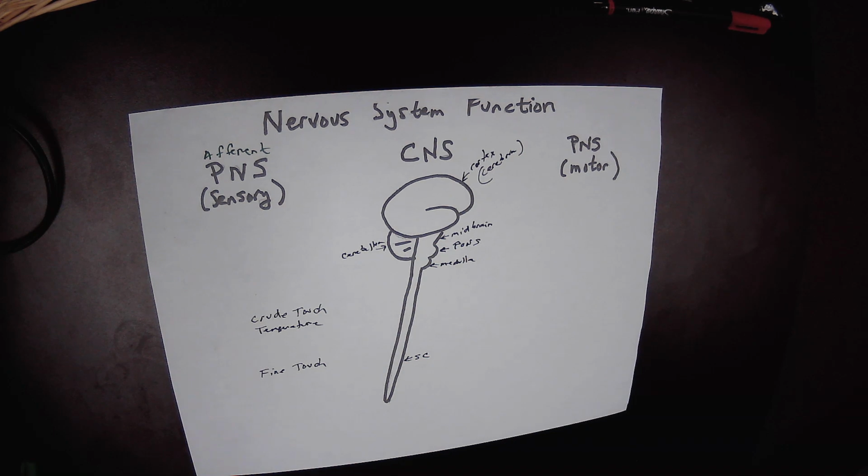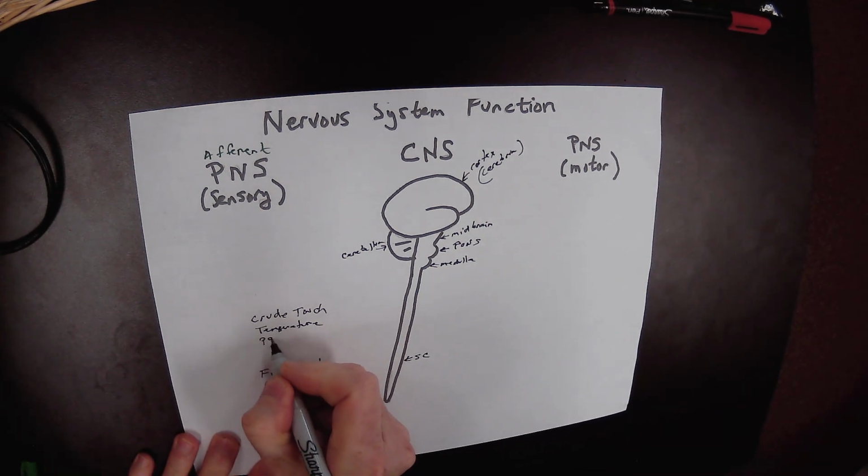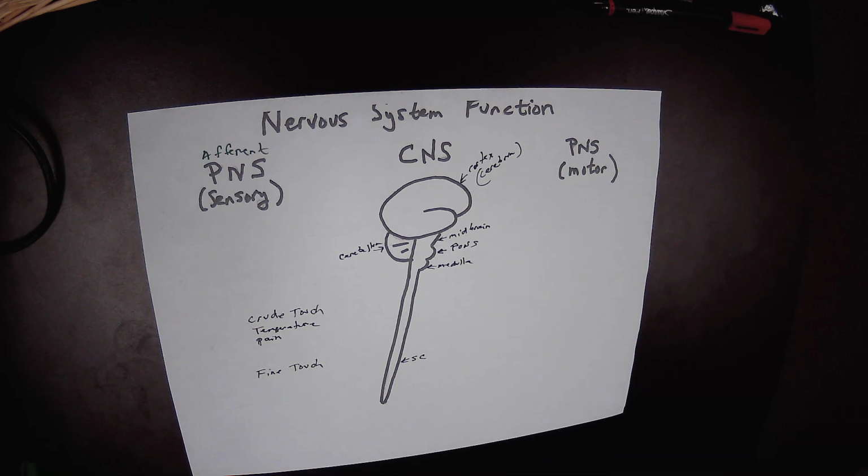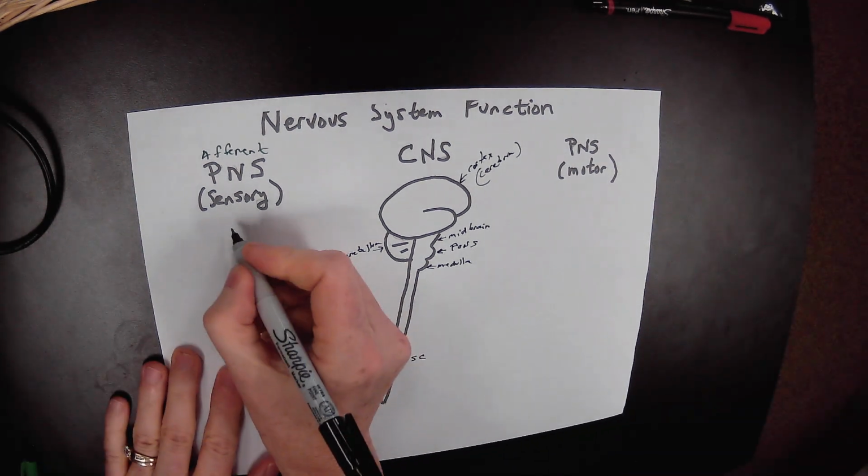What else do I get? You guys are all looking at me. Pain? Pain's going to go with temperature and crude touch. So crude touch, pain, and temperature all travel together in the same sensory pathway. Sarah, you get that? What sense am I talking about? Vision. Yeah, visual, absolutely. Let's go ahead and put visual up here. Vision.